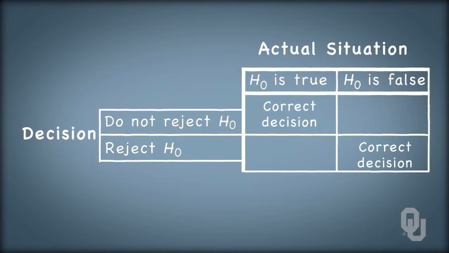Errors occur on the opposite intersections. A type 1 error occurs when H0 is true, but the evidence suggests that we should reject H0. And a type 2 error occurs when H0 is actually false, but the evidence tells us that we should not reject H0. Let's talk more about the rejection region.